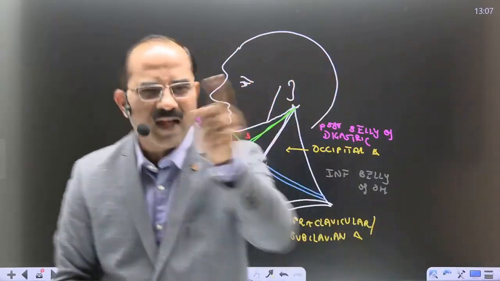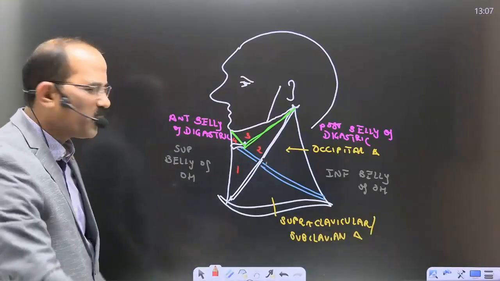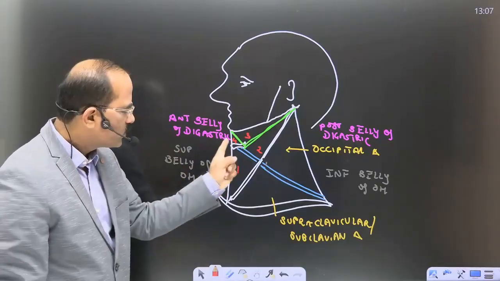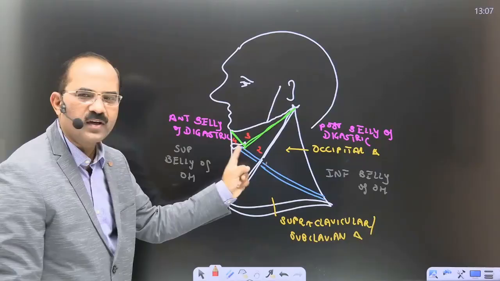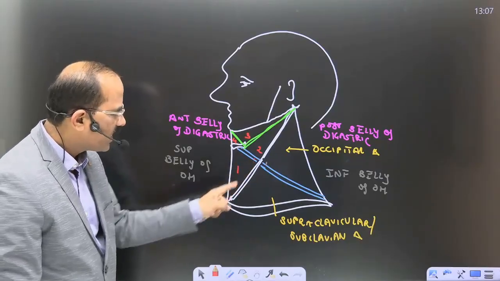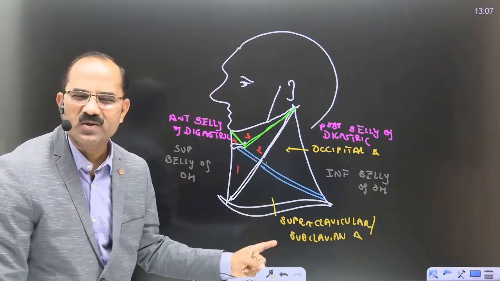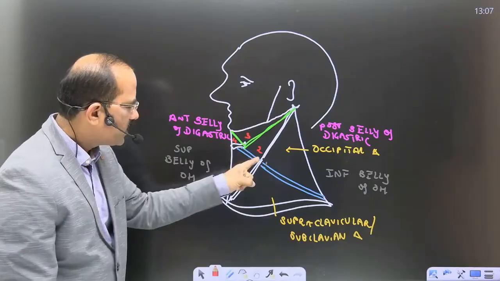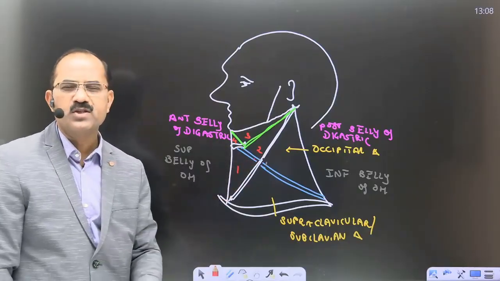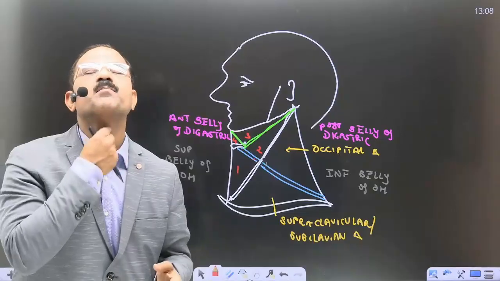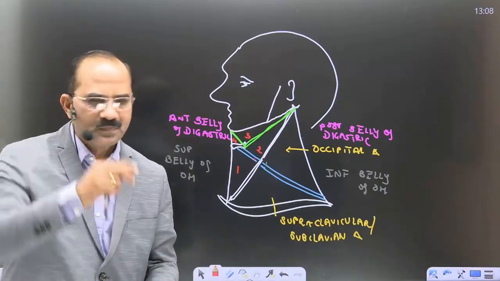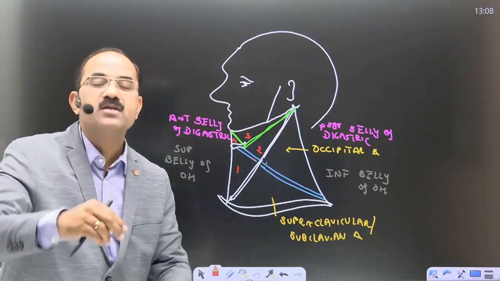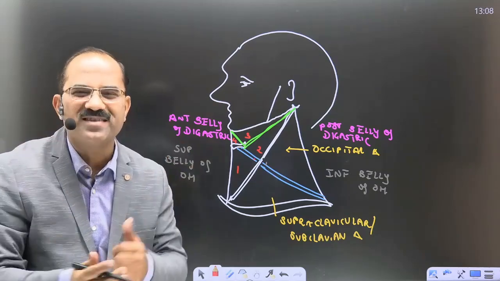Triangle number 1. What are the boundaries of this triangle? Come on, students, come on, answer this. Who's this in front? The midline of the neck. Who's this above? The superior belly of omohyoid. And who's this behind? The sternocleidomastoid. A triangle here which is bounded by the midline of the neck, the superior belly of omohyoid, and the sternocleidomastoid. And in this triangle, we get only muscles. And these muscles look like a belt. This is what we call the strap muscles.